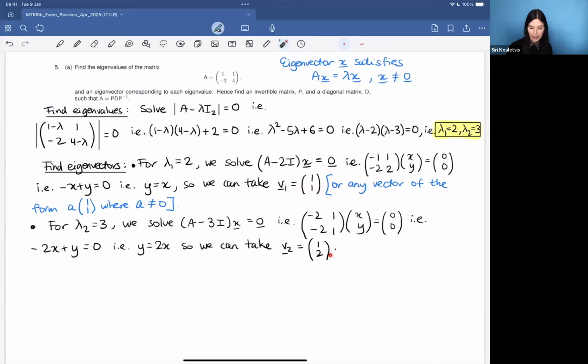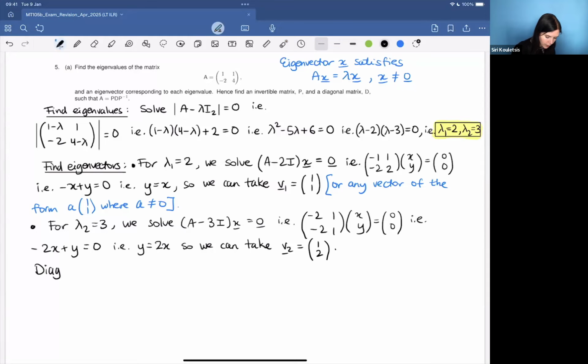And similarly, A times 1, 2 has to give us 3, 6, because 3, 6 is 3 times the vector 1, 2. And 1, 2 is an eigenvector of A of eigenvalue 3. So A stretches the vector v2 by a factor of 3, according to this eigenvector equation that we wrote down above. So it's very quick to check our answers.